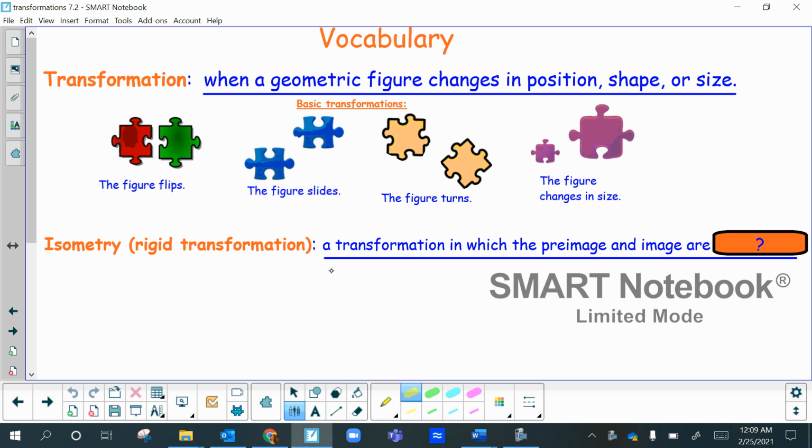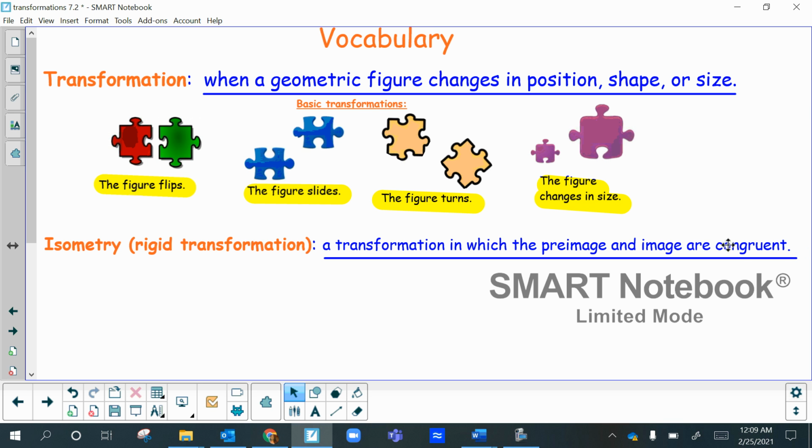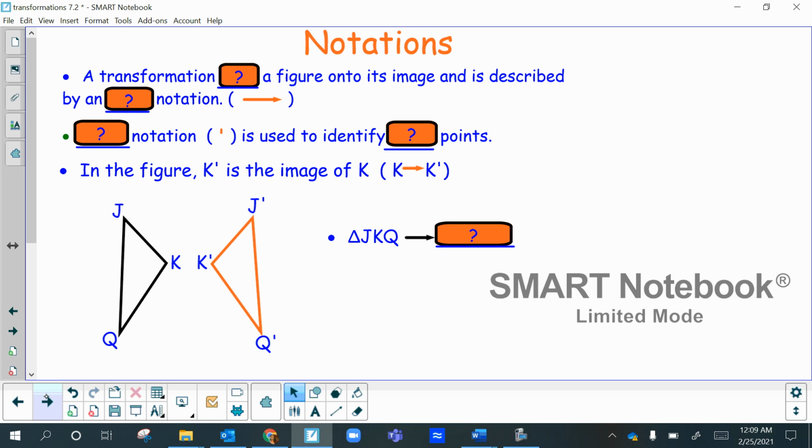You have when a figure flips over, so it's kind of like a mirror image, slides, or turns. And this is the one we've kind of done already where it changes in size. So we did a couple of dilations already. An isometry is going to be a transformation in which the pre-image and image are going to be congruent. So we're going to basically do all isometries today.